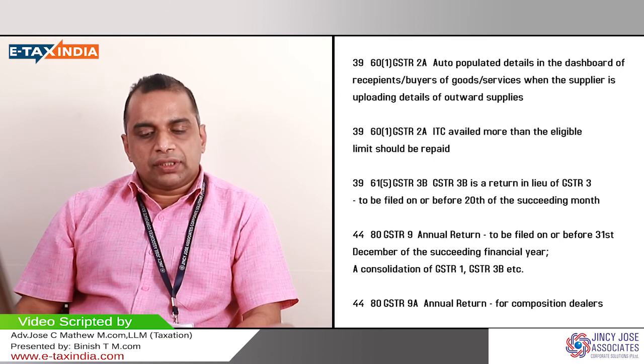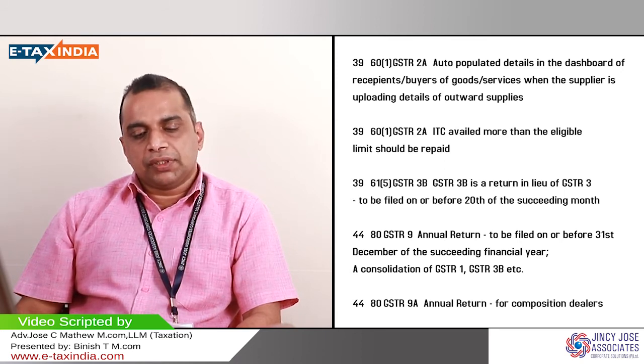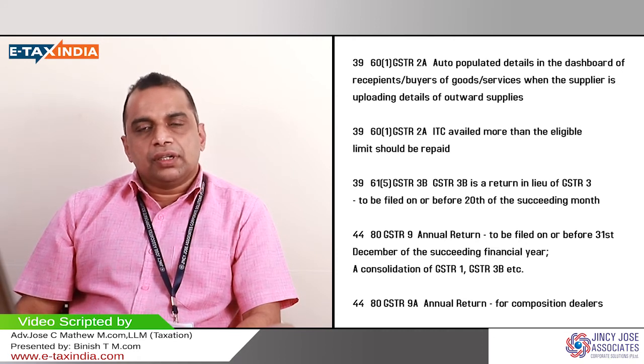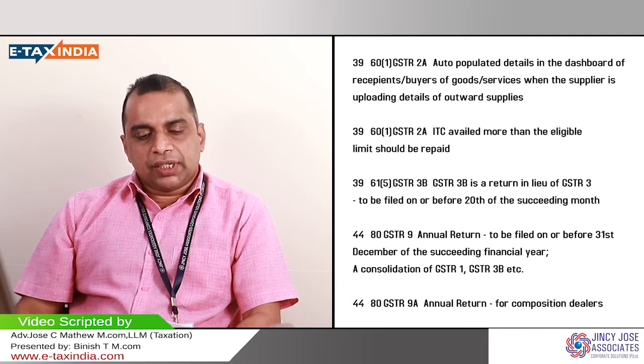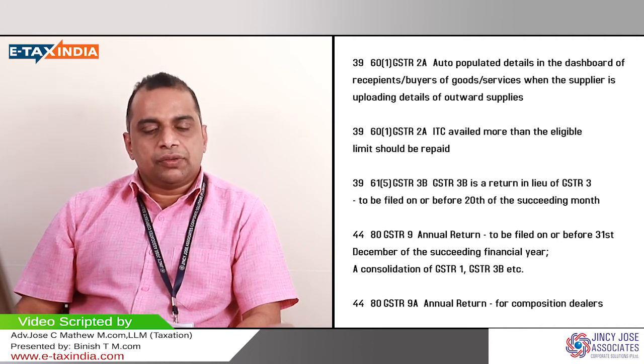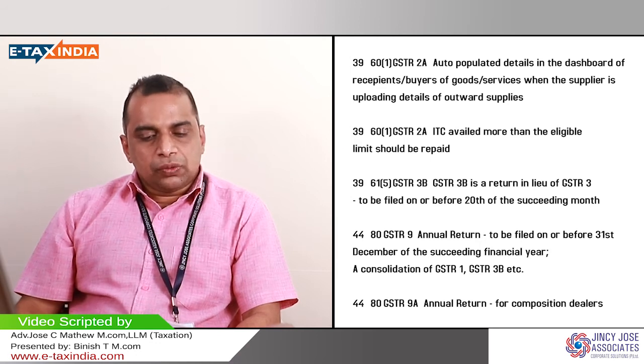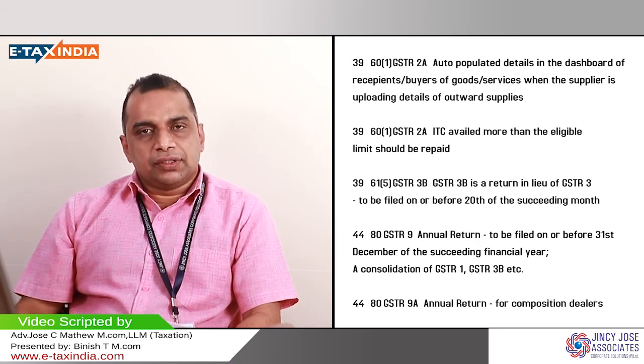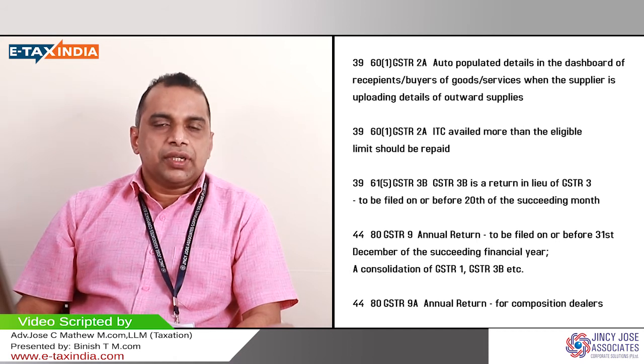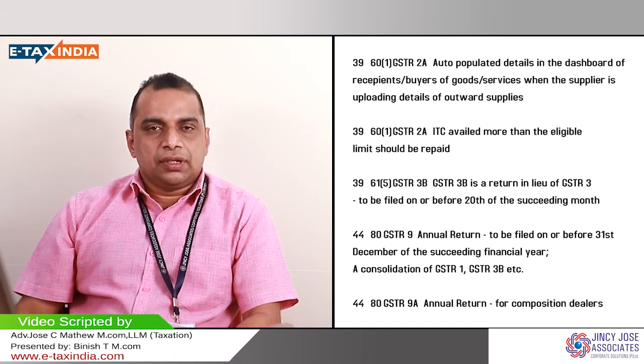Next one is GSTR 1A. Details of auto drafted supplies. That means the details of purchases by a regular taxable person, the details of purchase by a composition dealer or an input service distributor. Next one is GSTR 2. Details of inward supplies of goods and services.